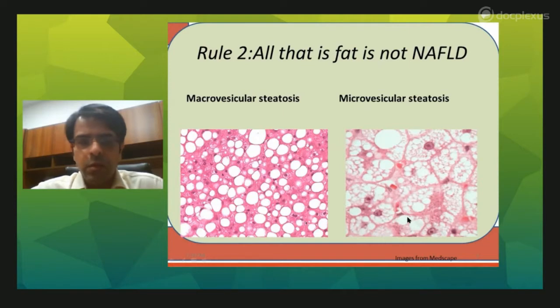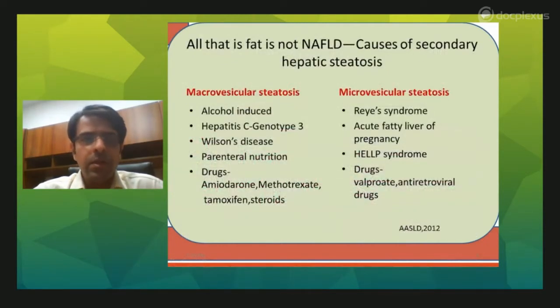fat. The macrovesicular steatosis is actually what is NAFLD, or non-alcoholic fatty liver disease, what we commonly encounter as fatty liver. The microvesicular steatosis has many other pathogenetic factors, and it is not NAFLD. It is a diverse disease altogether. Macrovesicular steatosis can be alcohol-induced. It can be seen in hepatitis C, particularly genotype 3, Wilson's disease, patients on parenteral nutrition, and certain drugs. Microvesicular steatosis, on the other hand, is seen in Reye's syndrome, AFLP, HELLP syndrome, and again some drugs.